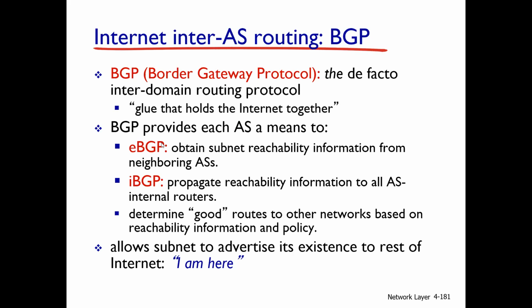अब BGP में आपके पास you've got to get to autonomous systems, उसके लिए दो protocols और sub protocols आप कह लें. एक exterior BGP है which obtains the subnet reachability information from the neighboring autonomous systems, or then IBGP or interior BGP hai, which propagates that reachability information to all ASs within the AS, within the internal routers of an AS. Okay. So you need to determine good routes to other networks based on reachability information as well as policy.